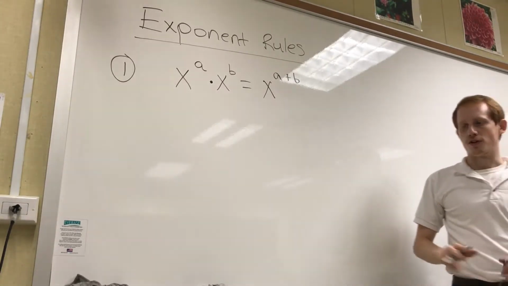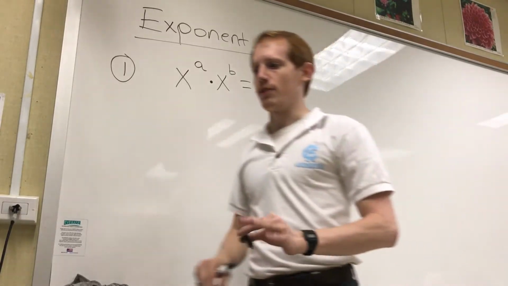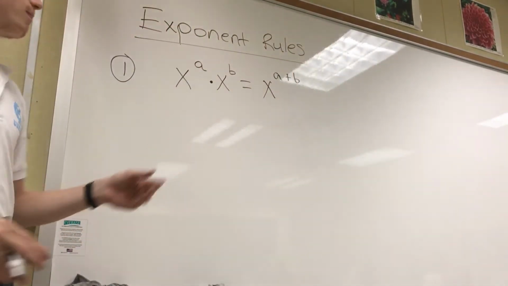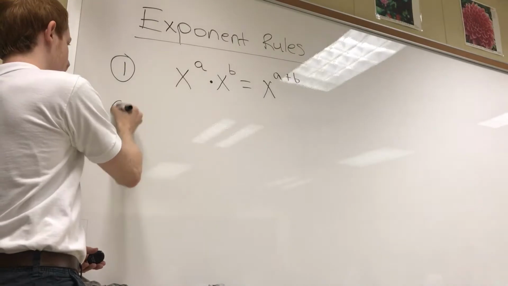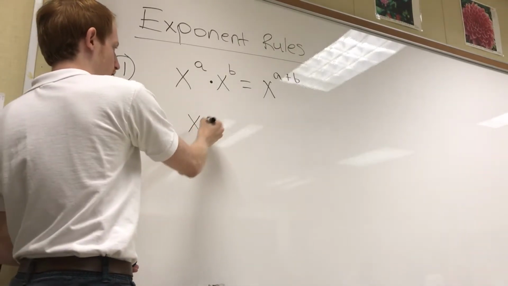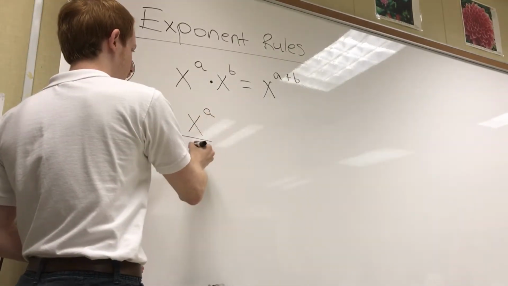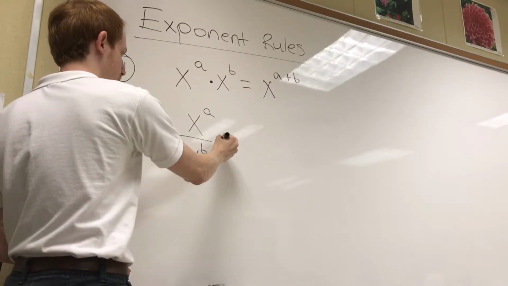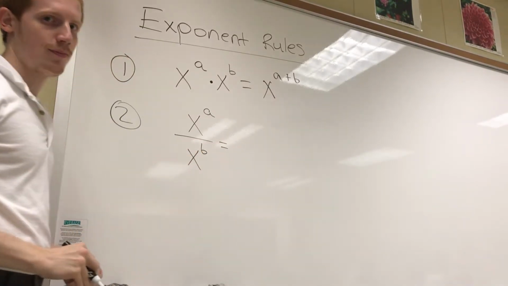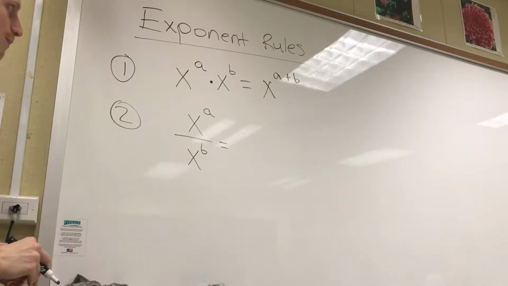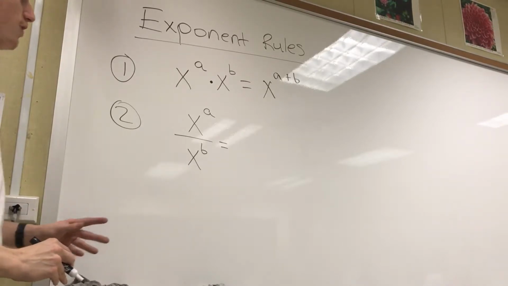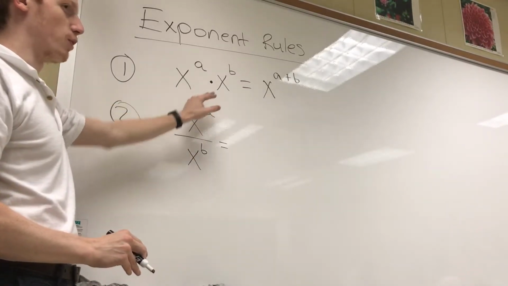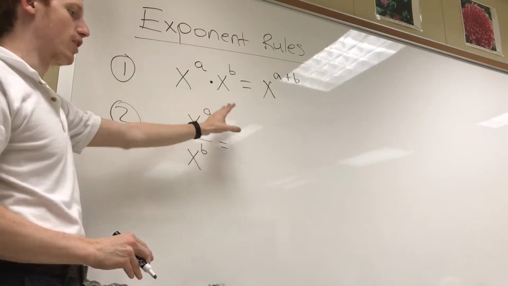Now my second one, we're going to go ahead and divide the bases, and we'll see what we get. So I'm going to have x to the a on top, and I'm going to have x to the b on the bottom. So in this case, we're doing the opposite of multiplying, we're dividing. I'm going to do a minus b.